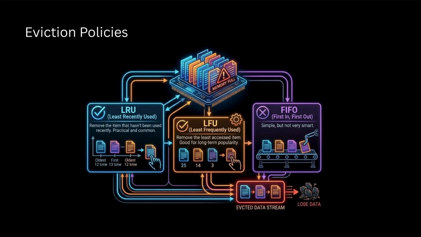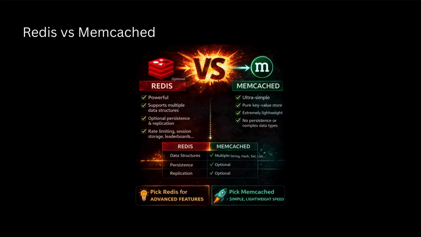So here's an interview tip. If you aren't sure which eviction policy to use, just say LRU because it is the standard for a reason. Now that we know how to manage the data, we need to pick the right engine to run it. In the industry, two names dominate the landscape. So one is Redis and another one is Memcached.